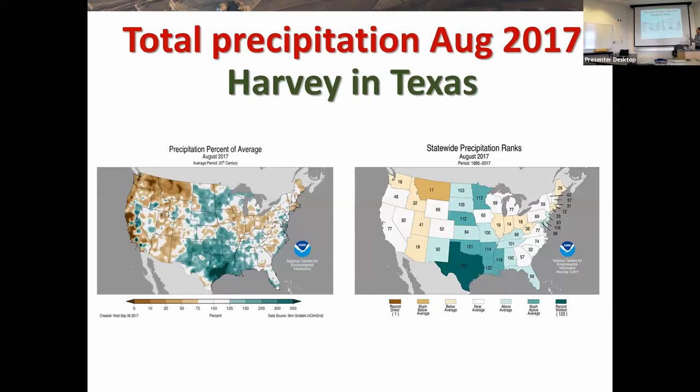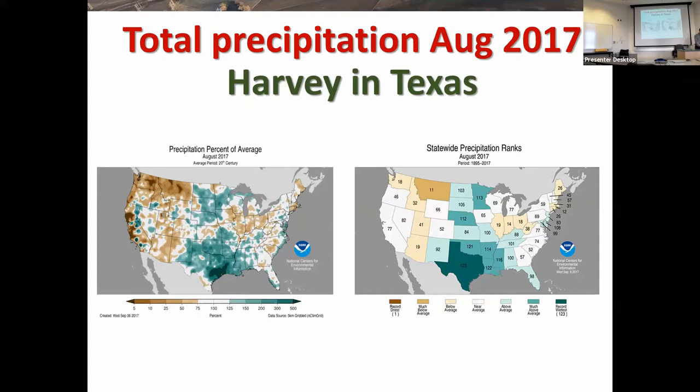And then from a climate perspective, NOAA releases these summaries for each month as far as precipitation and temperature. On the left is the precipitation from an average, and you'll note the huge green spot that is where Harvey occurred. And on the right is the ranking of all the different statewide precipitation range. Anyway, so Texas, of course, was the record wettest in that year for obvious reasons.